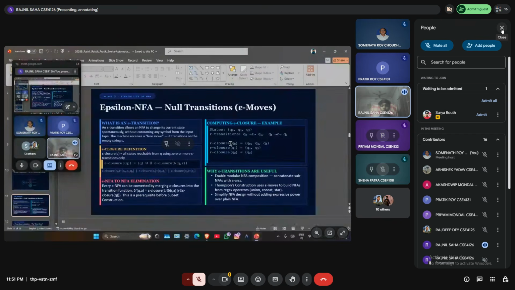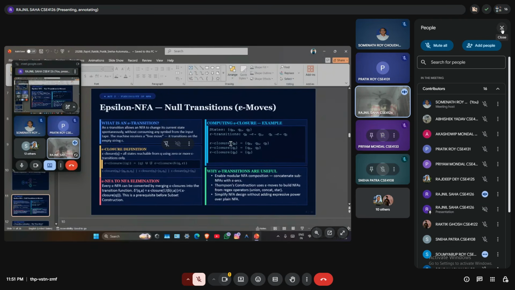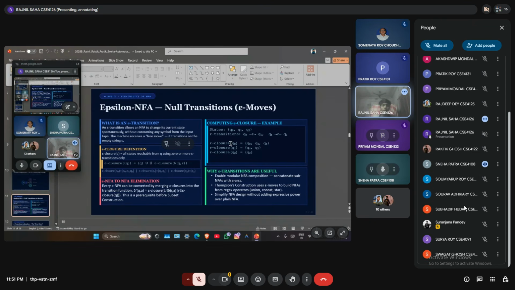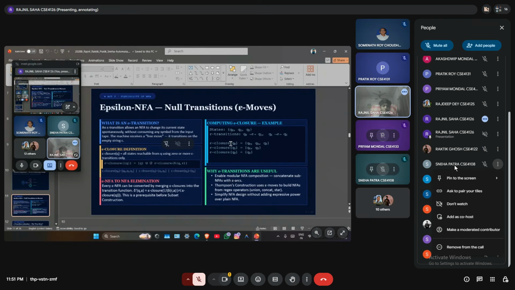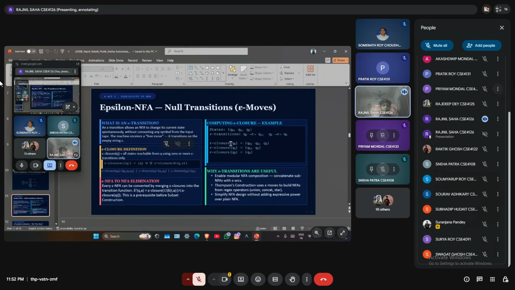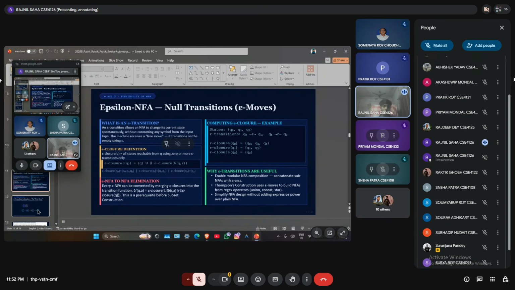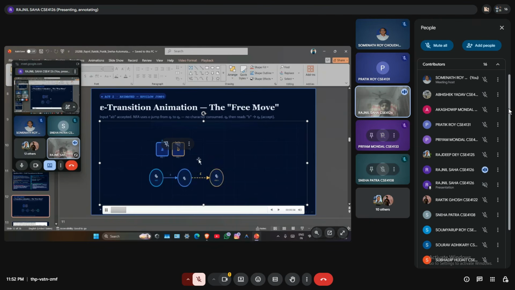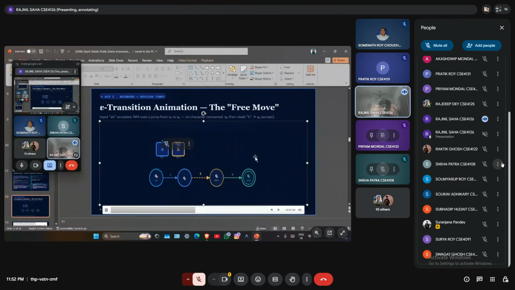Next, we have the epsilon NFA, that is, the null transition. An epsilon transition is a free move. The machine jumps to another state without reading any symbol. The epsilon closure of a state is all the states reachable through epsilon moves. For example, the epsilon closure of Q0 can go to Q0, Q1, and Q2, if Q0 transitions to Q1 and then to Q2. Every epsilon NFA can be converted to a plain NFA by merging these closures into the transition function. Next, we have a simple epsilon transition animation, the free move.